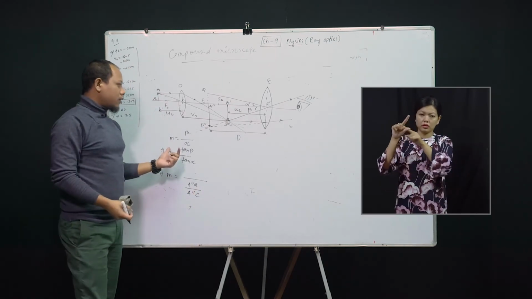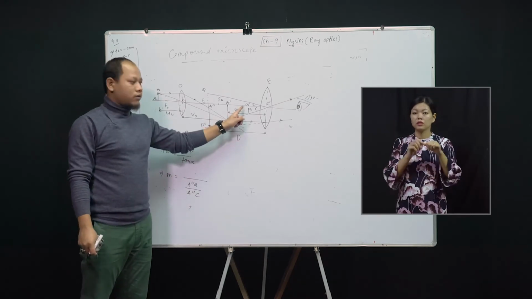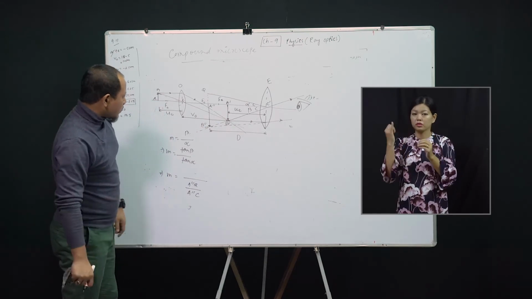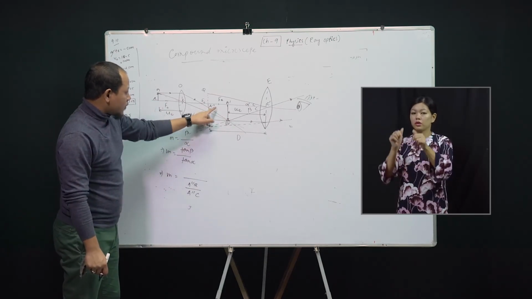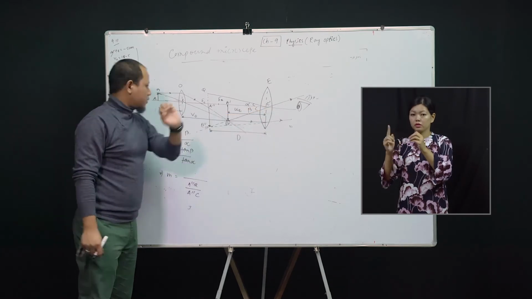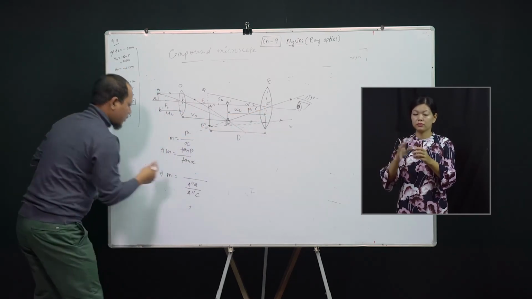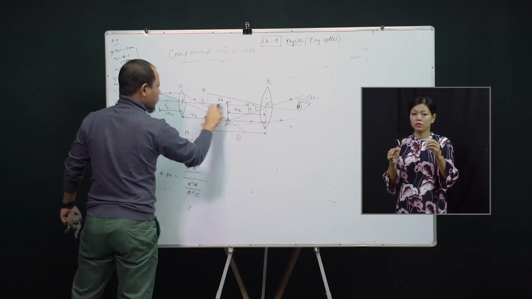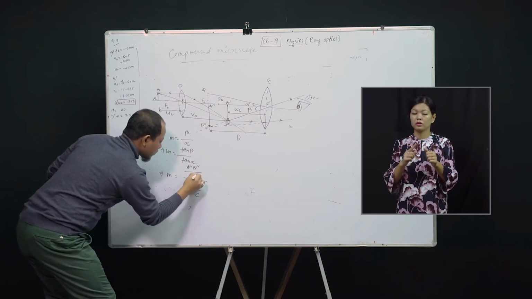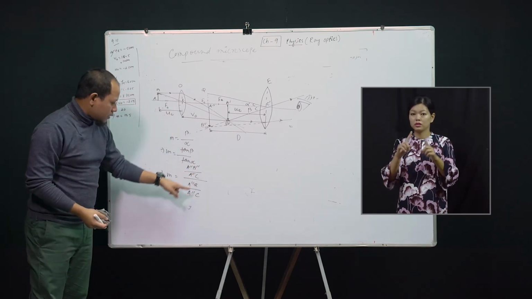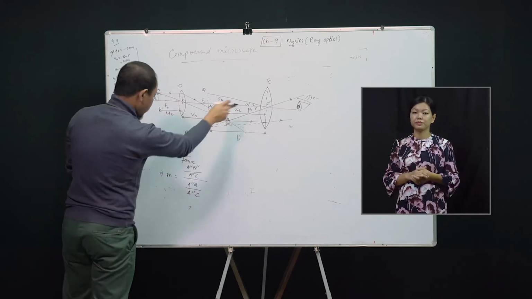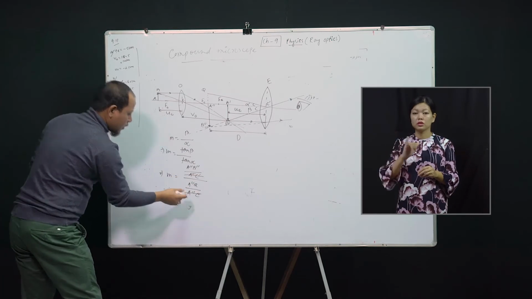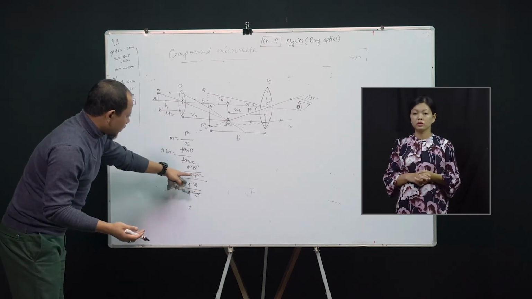For tan beta, where is angle beta? Here is the angle beta, right? So for angle beta I'll consider the triangle A double dash B double dash C dash. From here this is the perpendicular, so I can write A double dash B double dash divided by the base, A double dash C. As you can see, we have A double dash C dash in both, so let's cancel out these two.